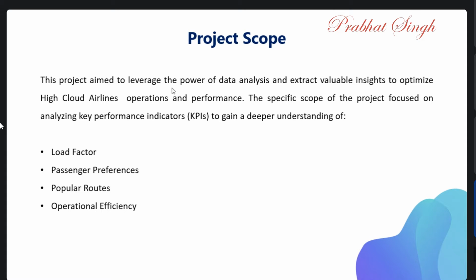Coming to the popular routes, analyzing the flight data revealed the most frequently flown routes. This information is crucial for resource allocation. HighCloud can prioritize these routes with larger aircraft and optimize staffing at corresponding airports, thus strategically meeting the passengers' demand.